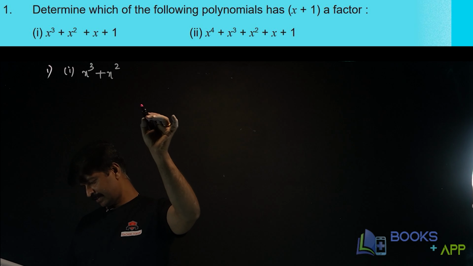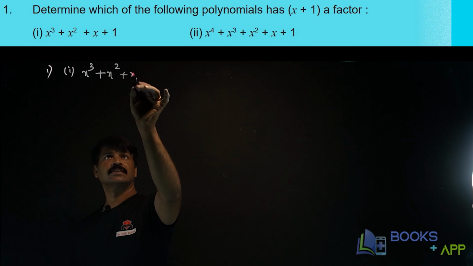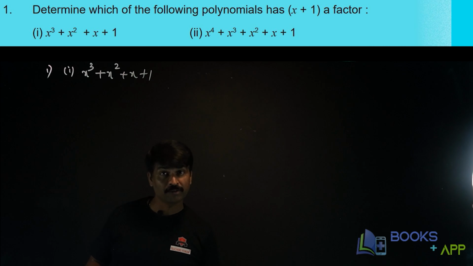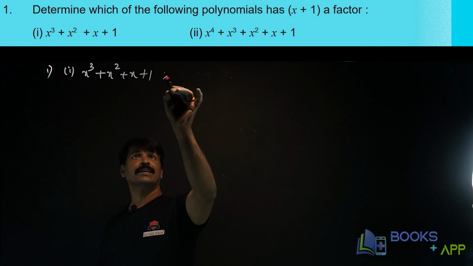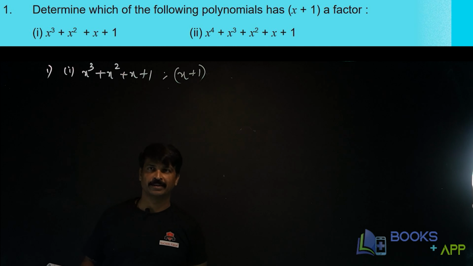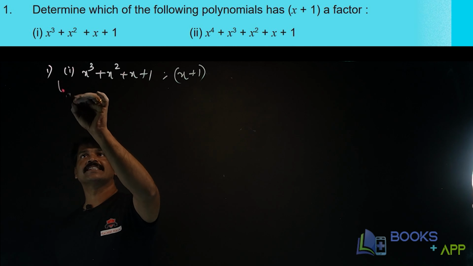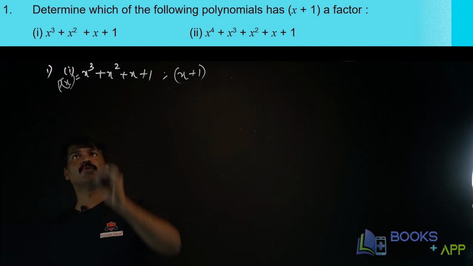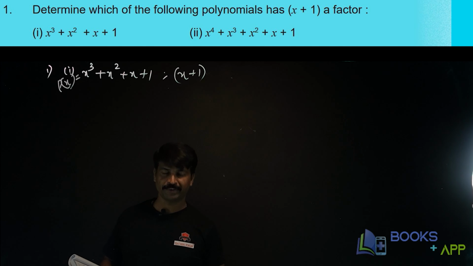plus x square plus x plus 1. What do you have to check? You have to check whether x plus 1 is a factor of this polynomial. So what do you have to do? Yes, let us assume the first given polynomial is equal to p of x.